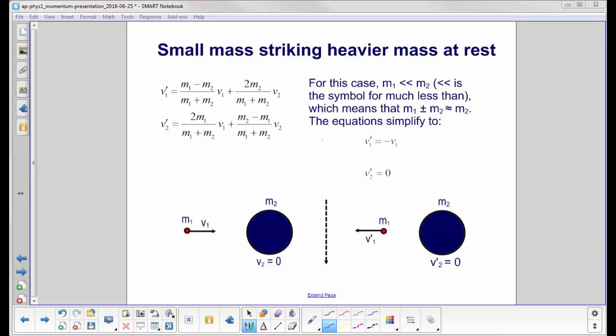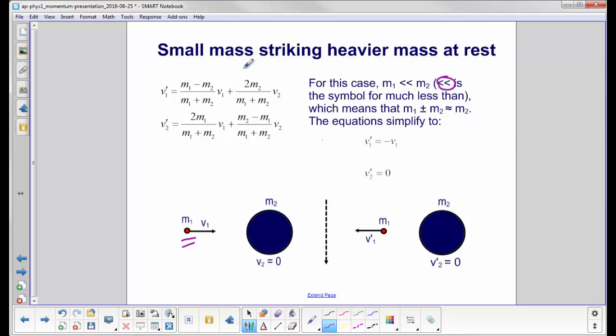One more example. We have a very small mass, M1, striking a very large mass, M2. So M1 is much, much less than M2. Here's our double inequality sign to show that it's very much smaller. Let's see what these equations simplify to. Again, I'll do the top one. You can do the bottom one at your convenience.